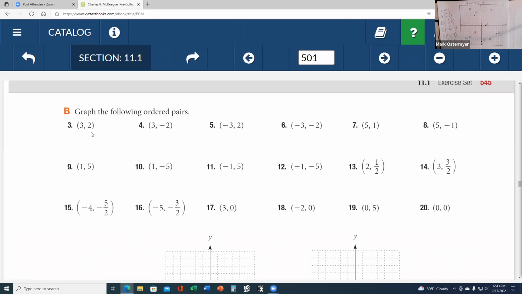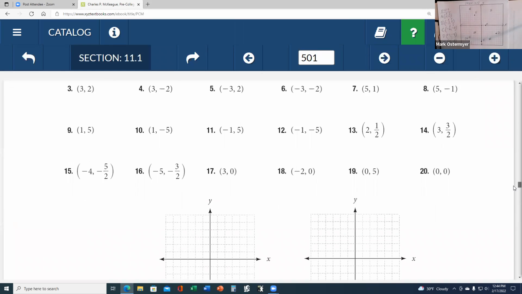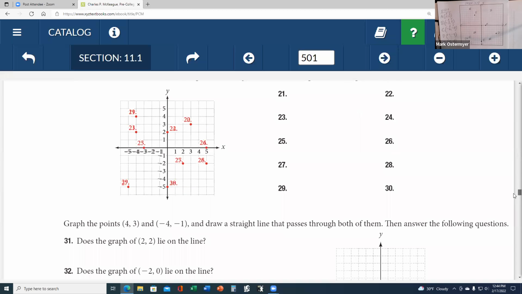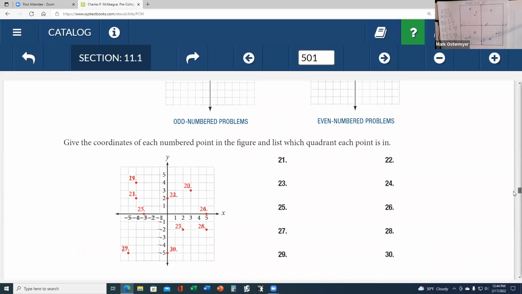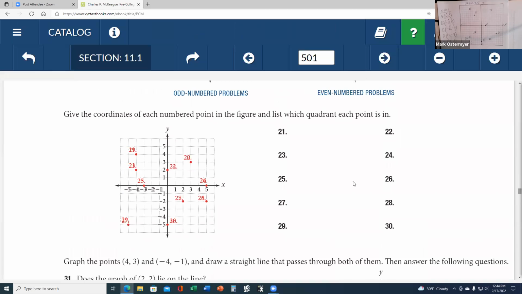Now, when they use the word graph, it means the same thing as the word plot. So if it says graph the following ordered pairs, that means plot them in the XY plane. Same thing. Graph means plot. All right, let's try these problems here, 21 through 30.